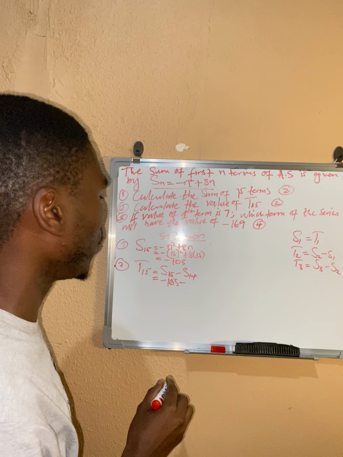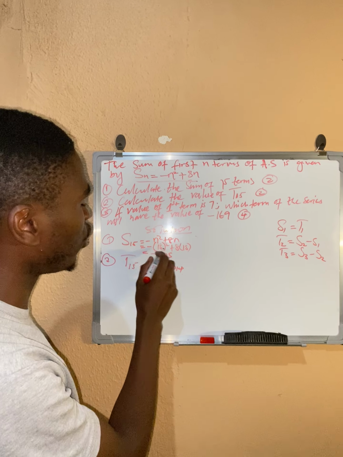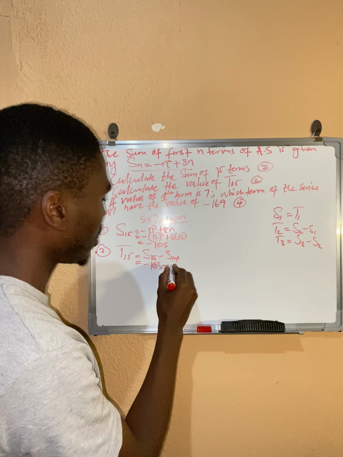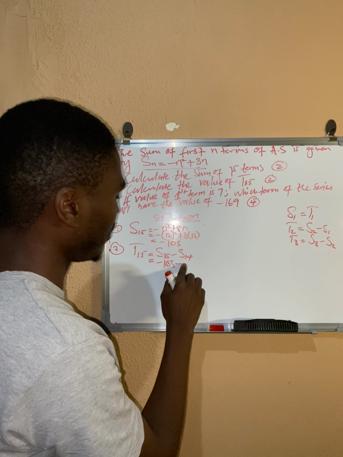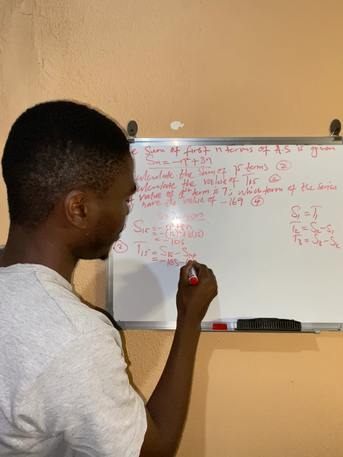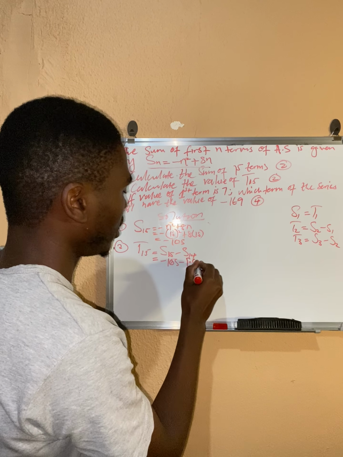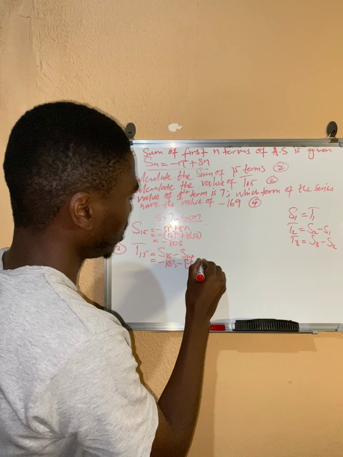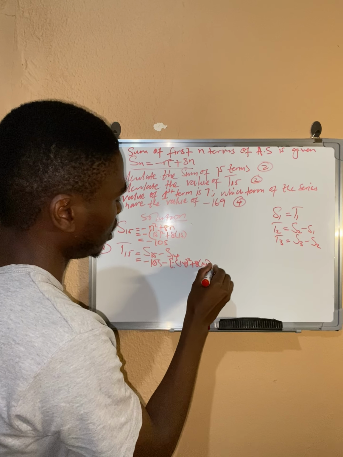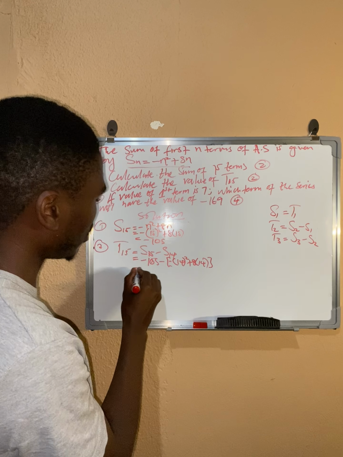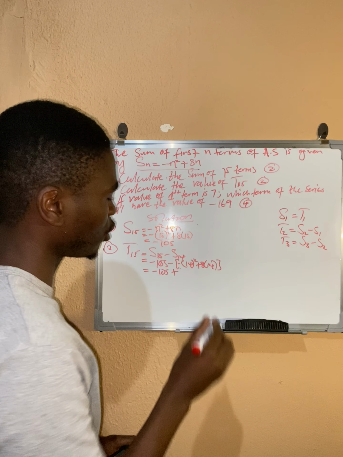Now we must calculate the sum of 14, which means we're going to substitute 14 in this formula here. We're going to have open brackets, negative 14 squared plus 8 into 14. So we have negative 105 there, then negative and negative is going to be positive, so we're going to have plus there.